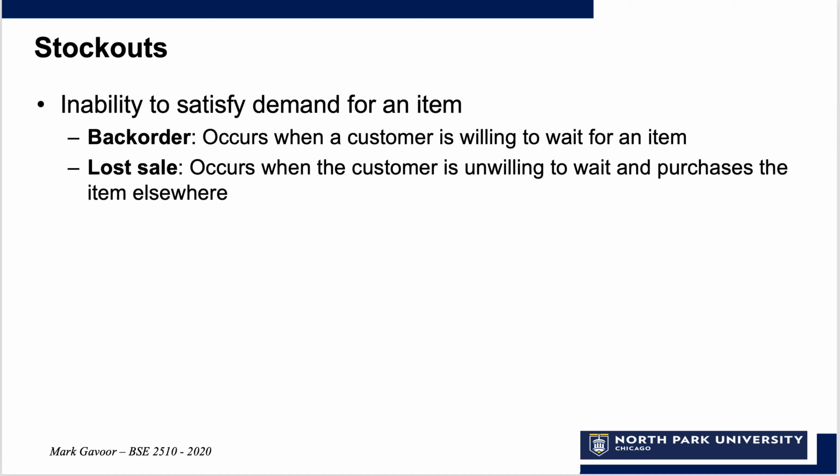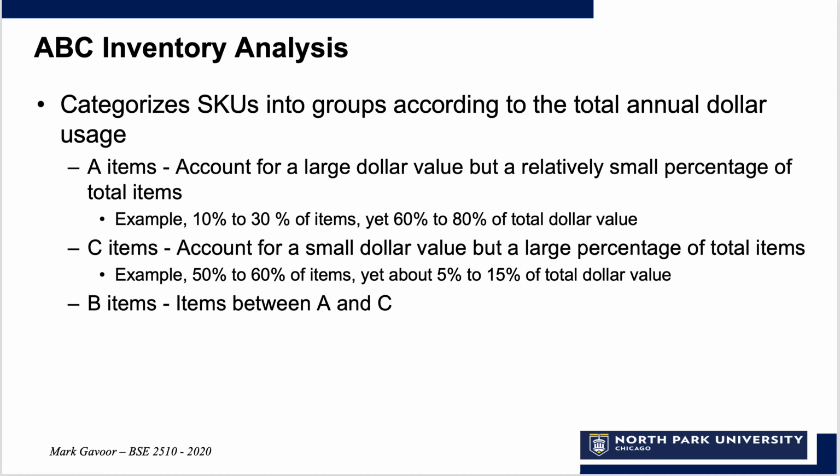Stockouts: inability to satisfy the demand for an item. A back order occurs when a customer is willing to wait for an item. Lost sales occurs when a customer is unwilling to wait and purchases the item elsewhere, or reorders it more likely the next time they order from you if it's business to business. In consumer goods, there used to be a lot of back orders, but most consumer good companies have eliminated back orders just because they're a pain to have to deal with and model for.